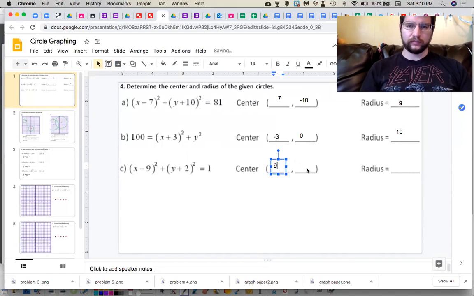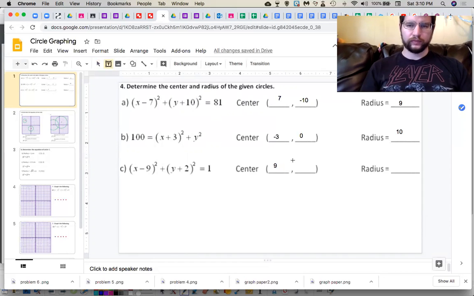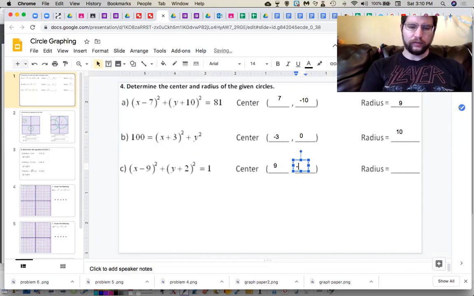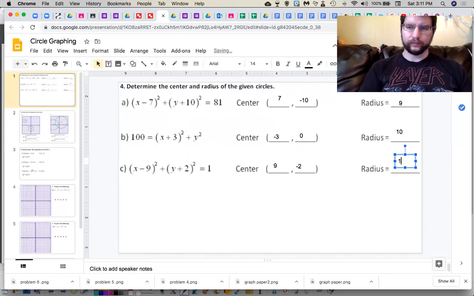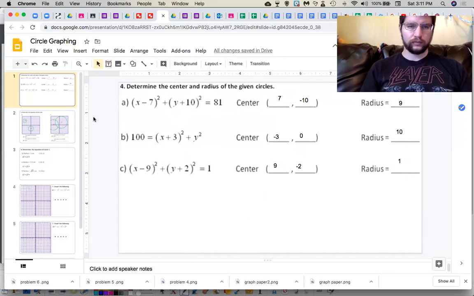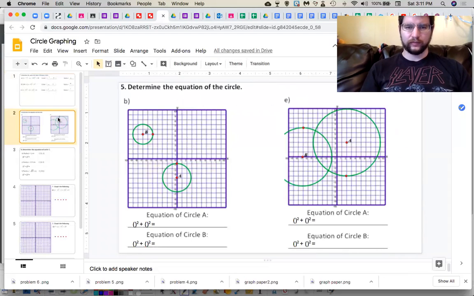9, negative 2, and I'm just, this box, this T in it, that's the text box. That's what I'm clicking every time. And 1. And that's it for this problem. So you just do that and you click on the next slide.